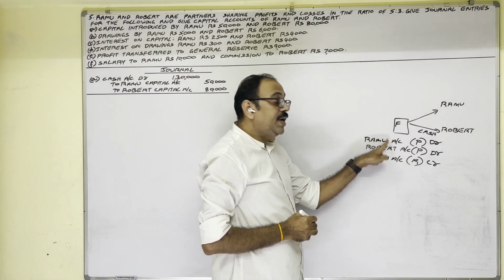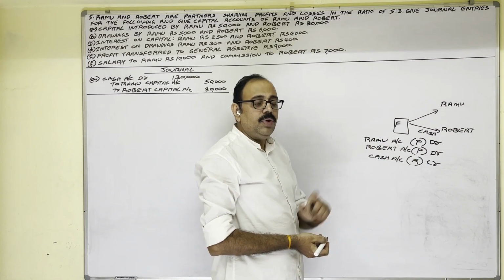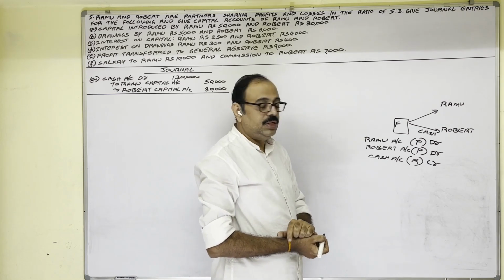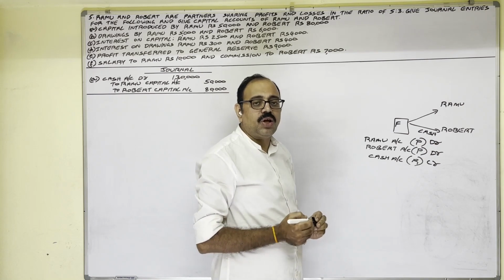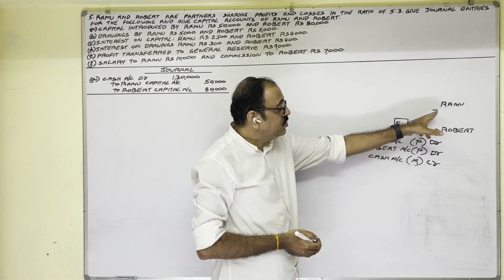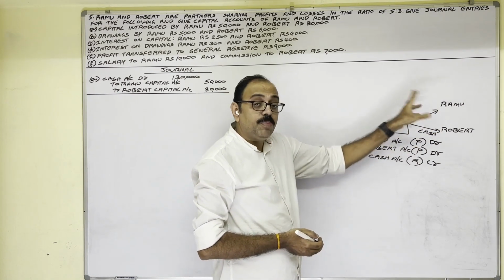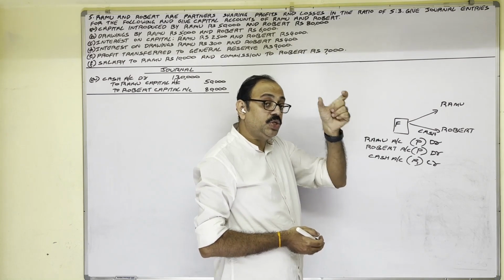So instead of writing the word Ramu, write down Ramu's drawings. Similarly, Robert's drawings. Because in Inter first year also you learned, when owners withdraw some amount from the firm for personal use, the drawings account is to be debited, no?